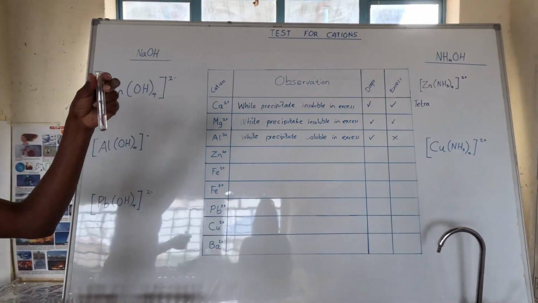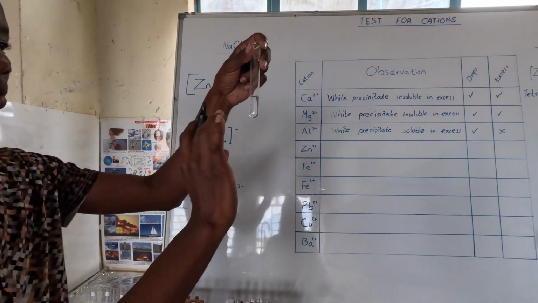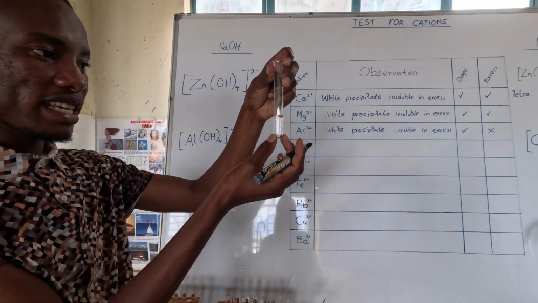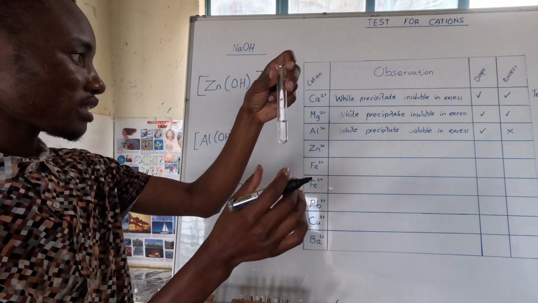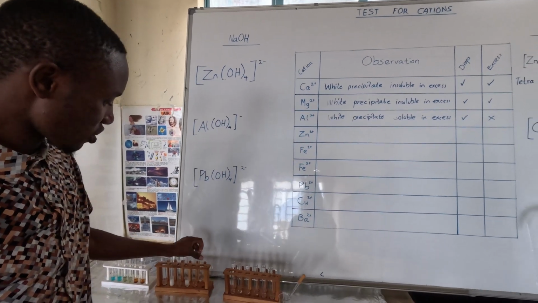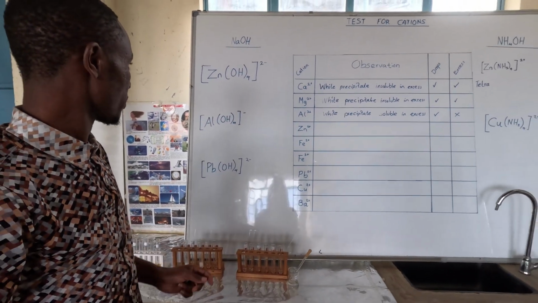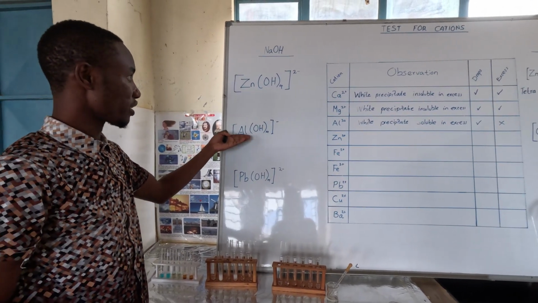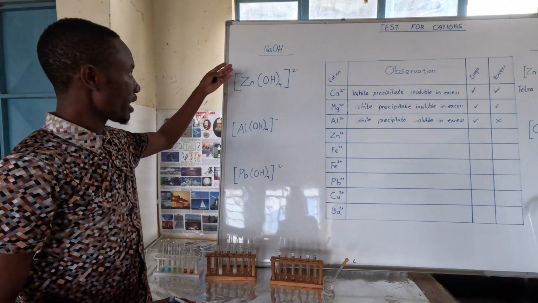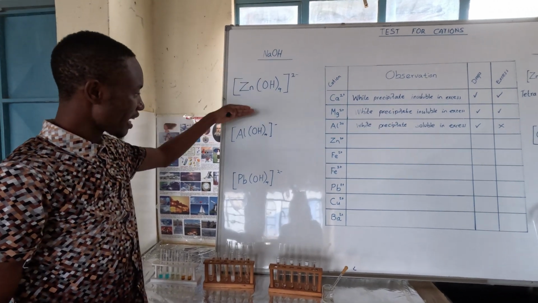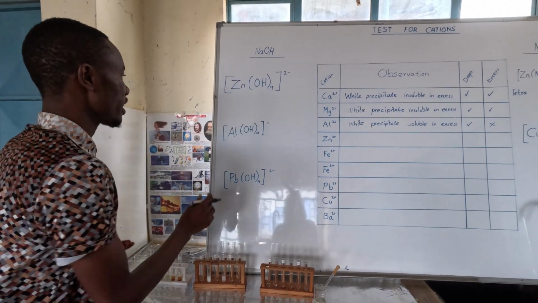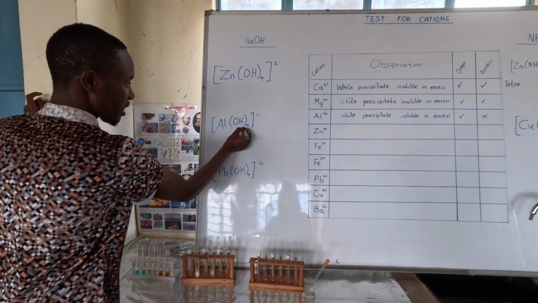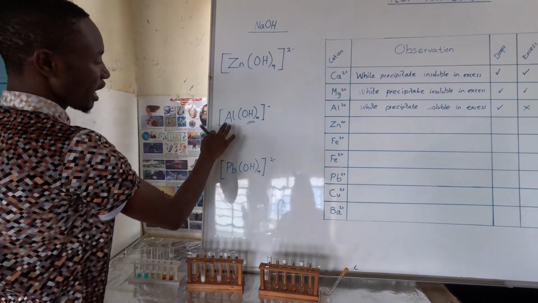Now, why is it soluble? Yet we know aluminium hydroxide is an insoluble hydroxide. This is due to the formation of a complex ion. We have it here, a complex ion. The complex ions that are formed by sodium hydroxide are here, the hydroxide complex ion. And the naming for this is called hydroxo.